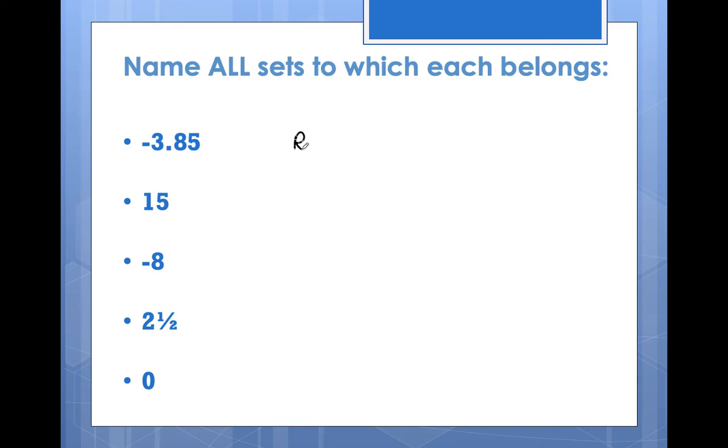-3.85 is a rational number because it includes a terminating decimal and therefore can be written in the form a over b. It is not an integer because it has a decimal. 15 is a rational number. It's also an integer. It's also a whole number, and it's a natural number, so that fits in every single category.